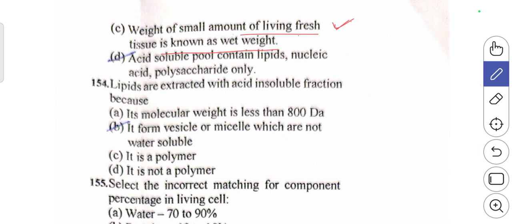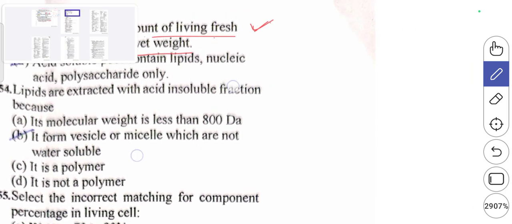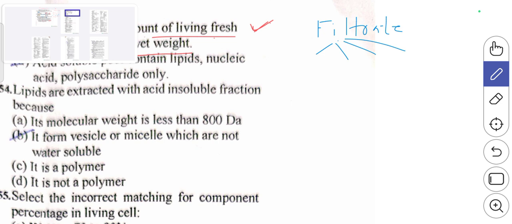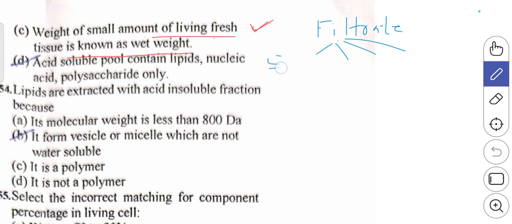Here the fourth statement they have given: acid soluble pool contains lipids, nucleic acid, polysaccharide. So acid soluble, that is filtrate. This filtrate contains many different things like simple sugars. So simple sugars. Then we come across amino acids.